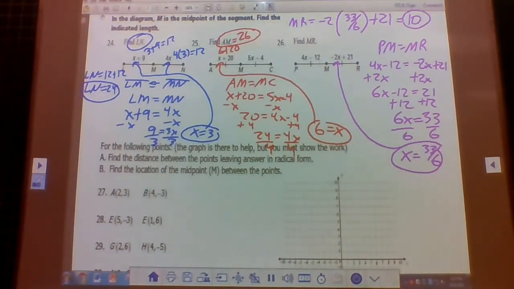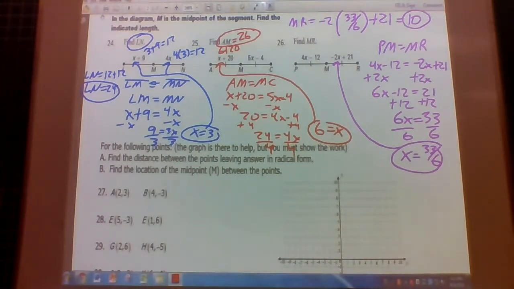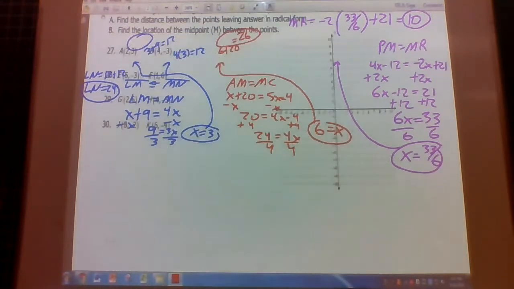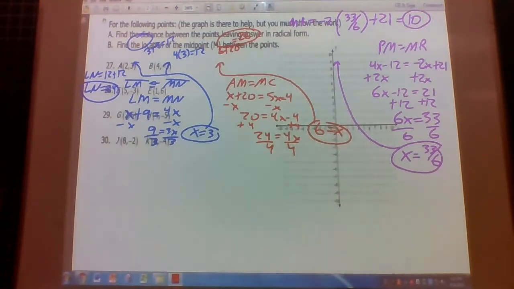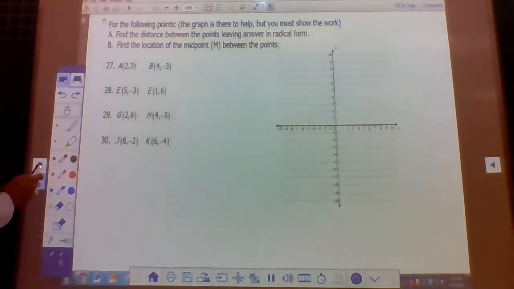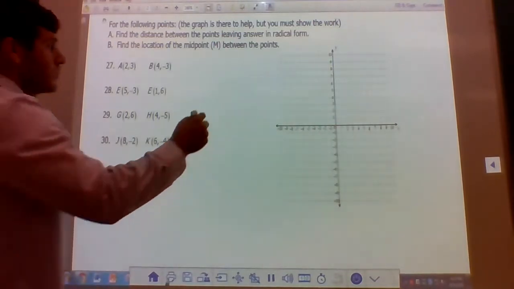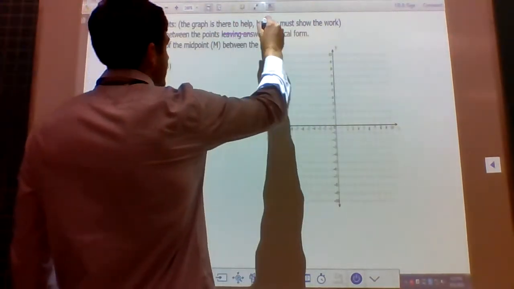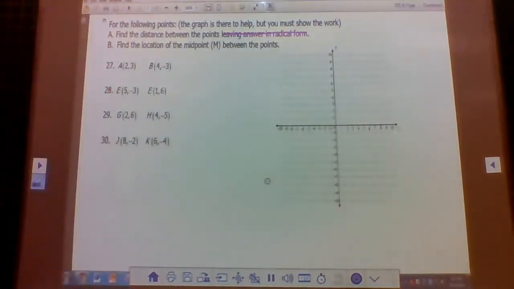Okay. The last section here is 27, 28, 29, 30. We want to find the following points. There's a graph to help you, but you must show your work. Find the distance of the point. Again, I don't really care if you leave it in radical form or if you put it as a decimal. So let's just find the distance between the points, and then we want to find the midpoint.